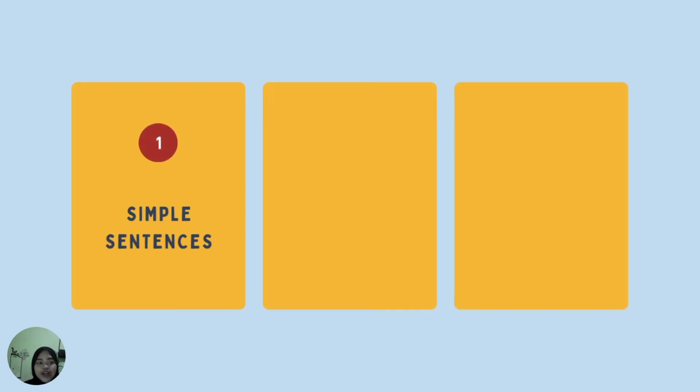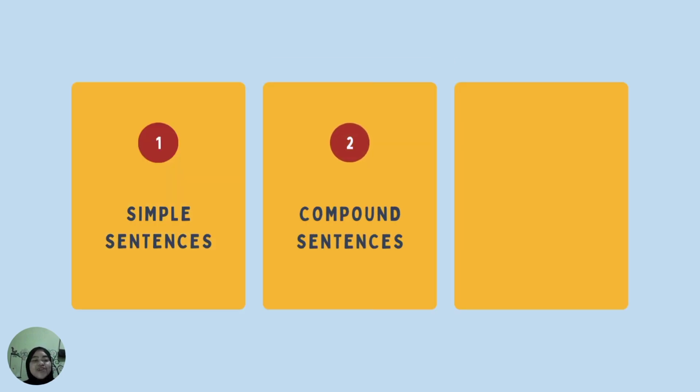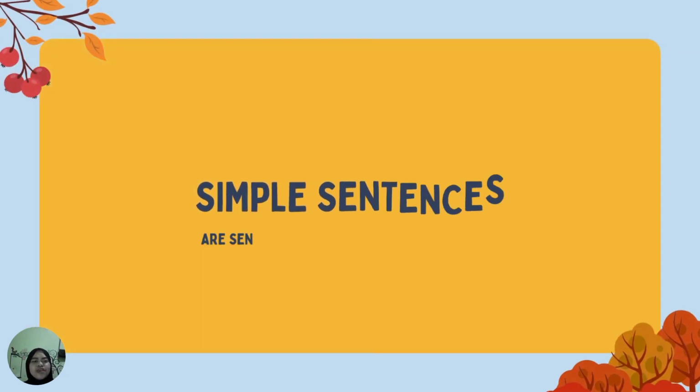The first one, we are going to learn about simple sentences. The second one, compound sentences. And the third one, complex sentences. Now, let's move to the first type, that is simple sentences. What are simple sentences? Simple sentences are sentences that contain a single clause.